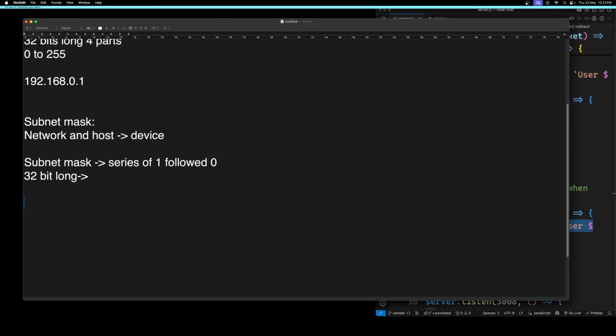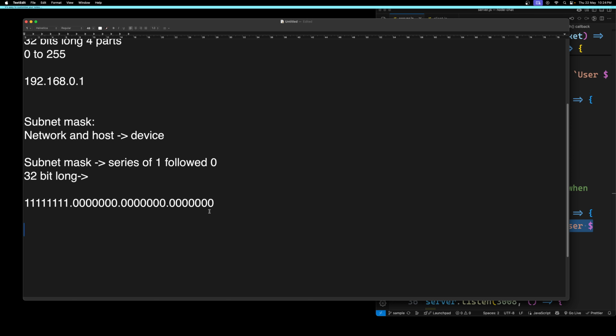Here is how it works. The subnet mask is written as eight ones, dot, eight ones, dot, eight ones, dot, followed by zeros, and so on, in four groups of eight. So this is the subnet mask: a series of ones followed by zeros.